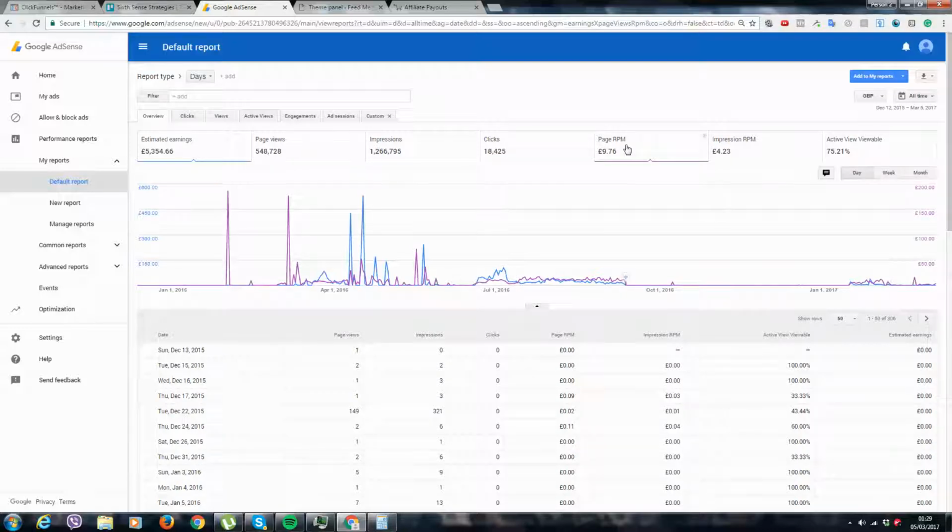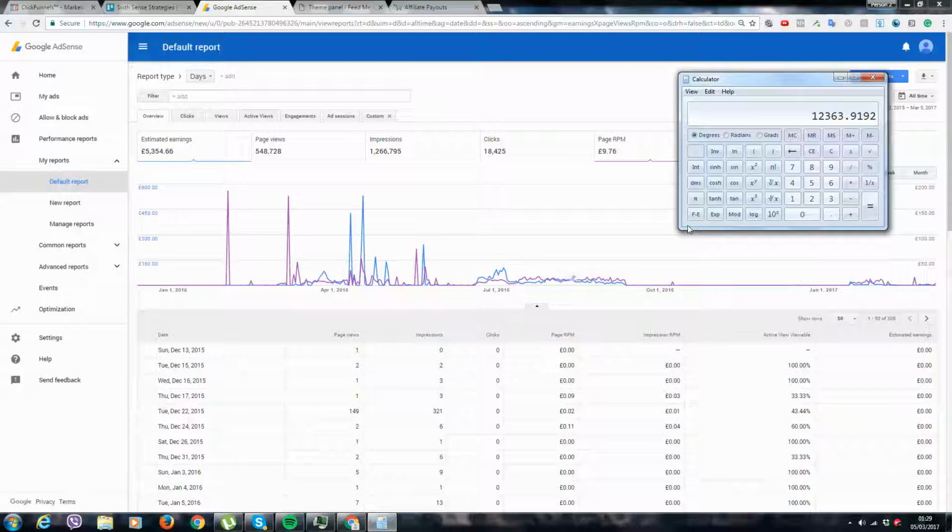Okay, now what's the page RPM? So the page RPM is the revenue per 1,000 page views. Okay, so what this means is per every 1,000 page views over here, per every single visitor, we make £9.76. Now let me show you the math in that. Okay, we take 548,728, we divide that by 1,000, okay, and we times that by 9.76, and it equals 5355. And look at the number over here, very similar, 5354.